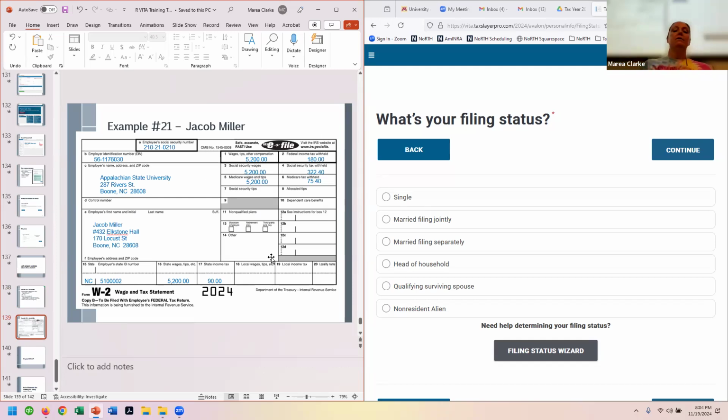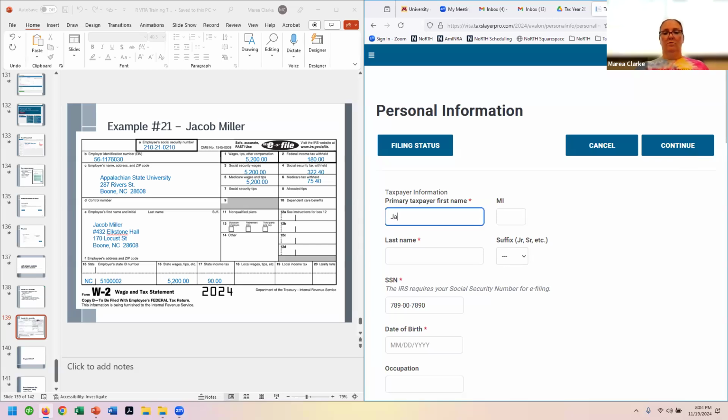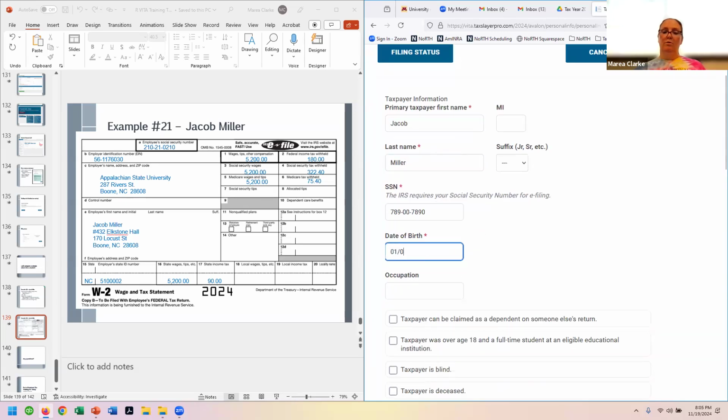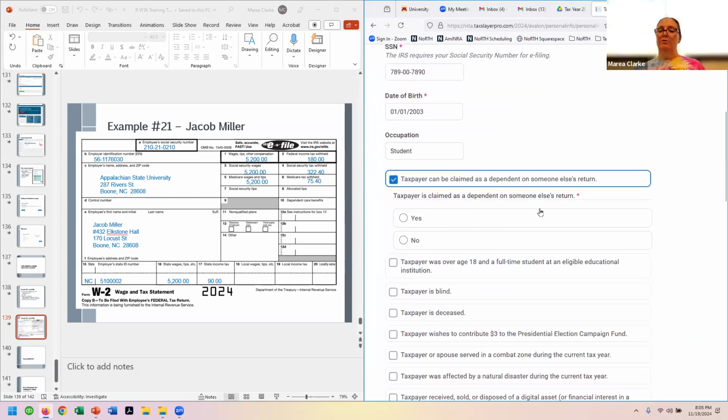All right, so Jacob received a W-2 from his on-campus job at App State. He earned $5,200. So we're gonna do a really quick return just so you can see how it goes. Jacob is single. Jacob Miller, 01/01/2003. He is a student. He can be claimed as somebody on another person's return, and he will be claimed. So he could be claimed, and he is going to be claimed.